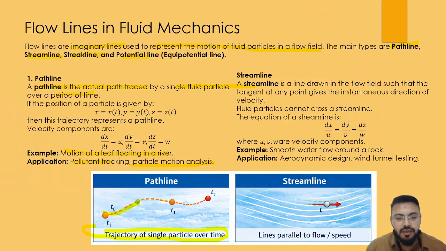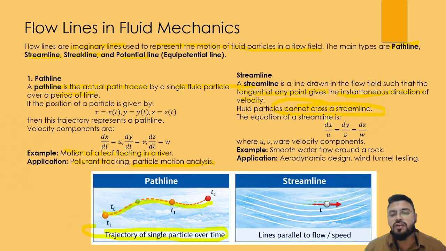Particle moves from here to here to here to here. Streamline. A streamline is drawn in the flow field such that the tangent at any point gives the instantaneous direction of velocity. Fluid particles cannot cross streamlines. Remember this. Fluid particles cannot cross streamlines.